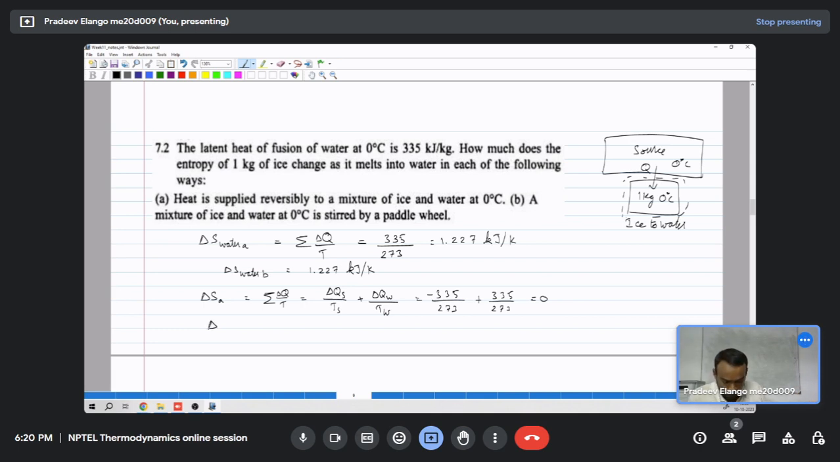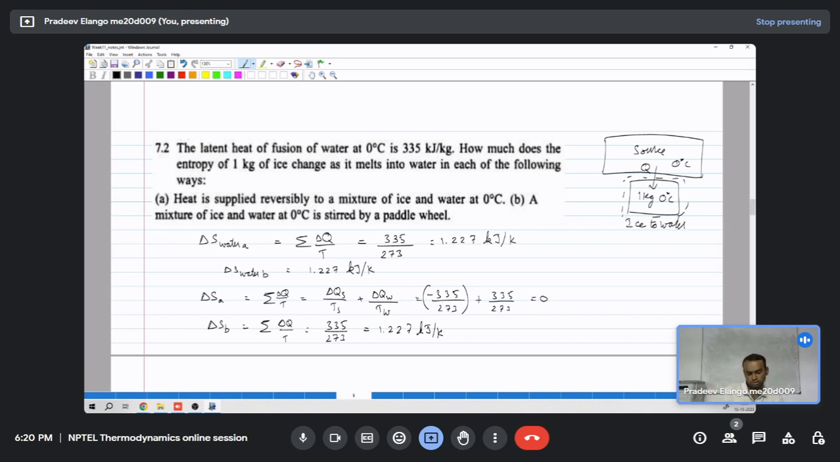Now in the second case, case B, there is no other source with a negative entropy, which we had in the first case. Now there is only work transfer, which doesn't come under entropy generation, so we end up with only delta Q W by T W, and that is 335 by 273, which is 1.227 kilojoules per Kelvin.